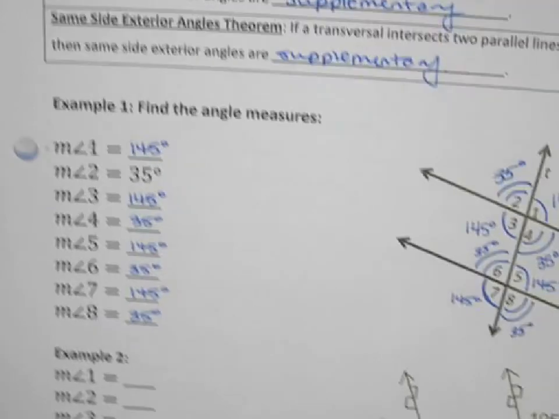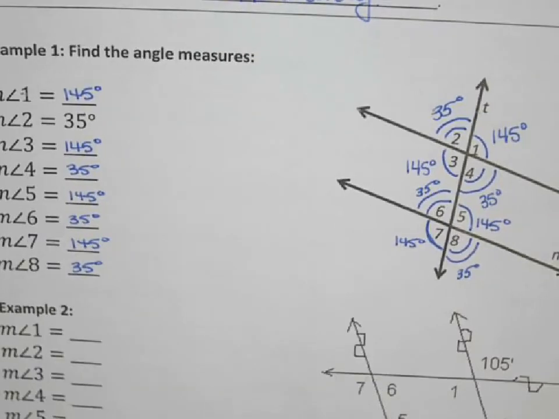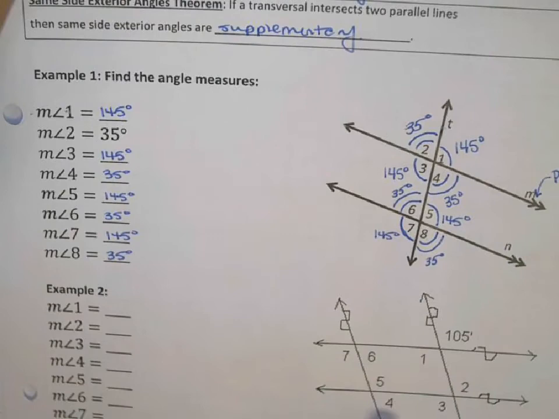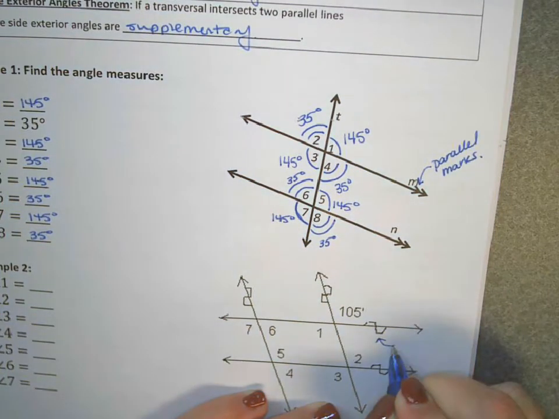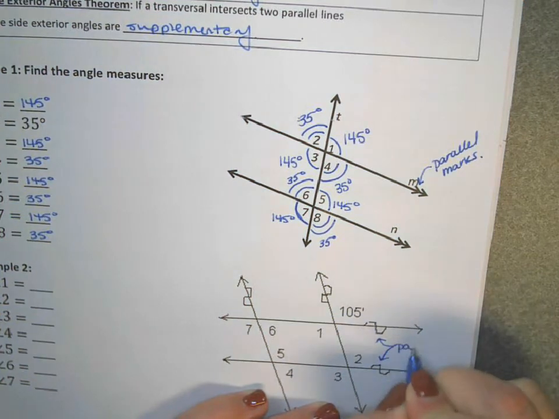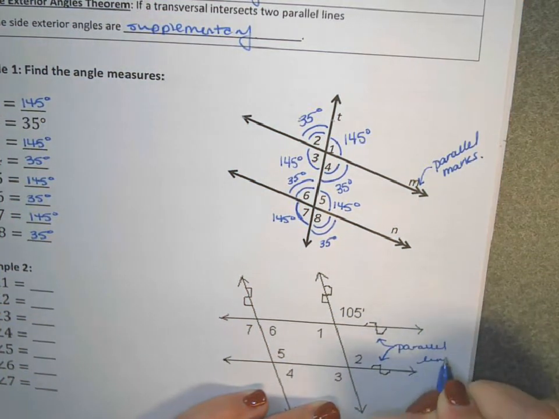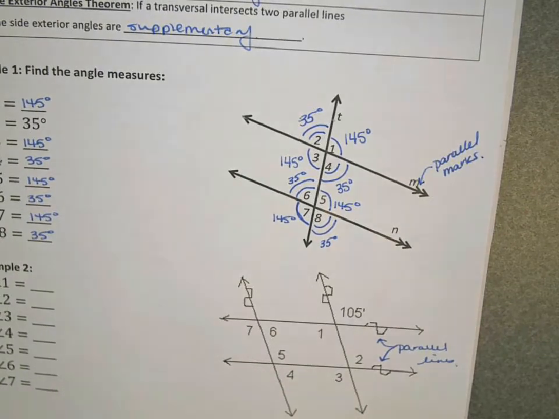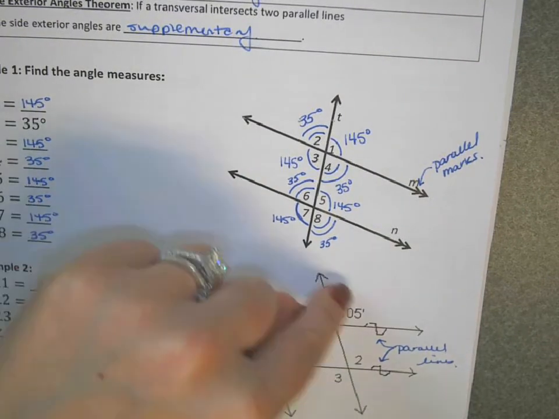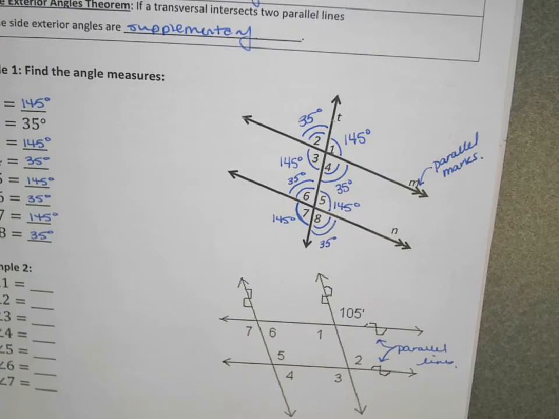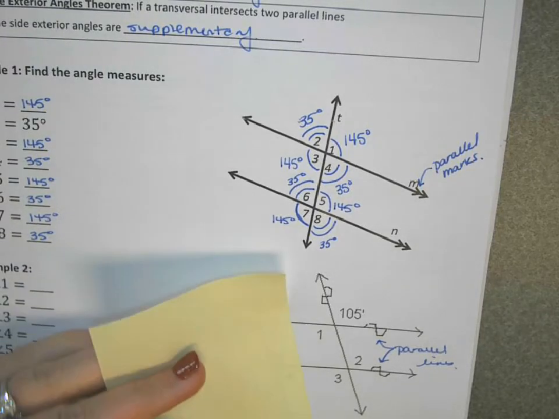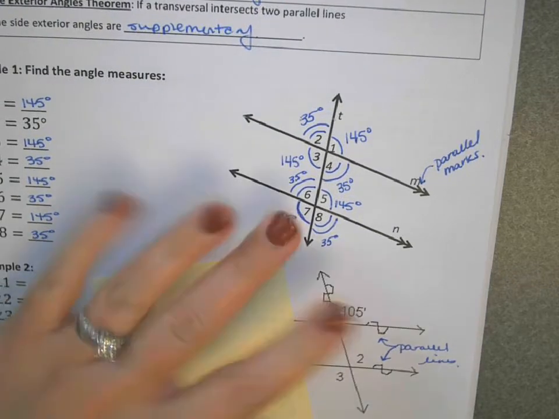All right, example 2. This here is another way that we can identify parallel lines. So we're marking that those are parallel, and then these are also marked parallel. So this is one where we have multiple transversals. So cover it up, and let's just focus on this one.